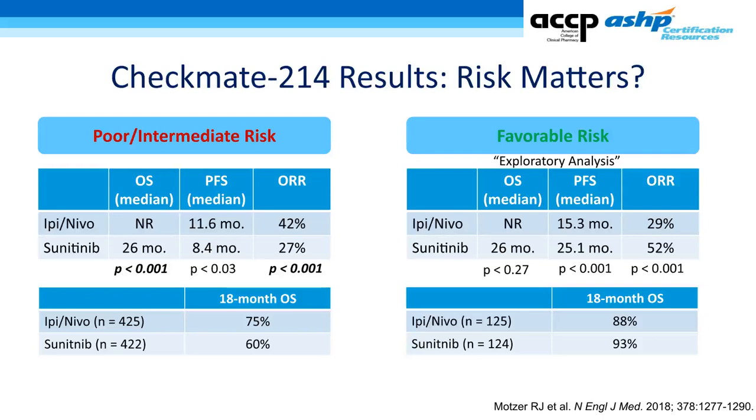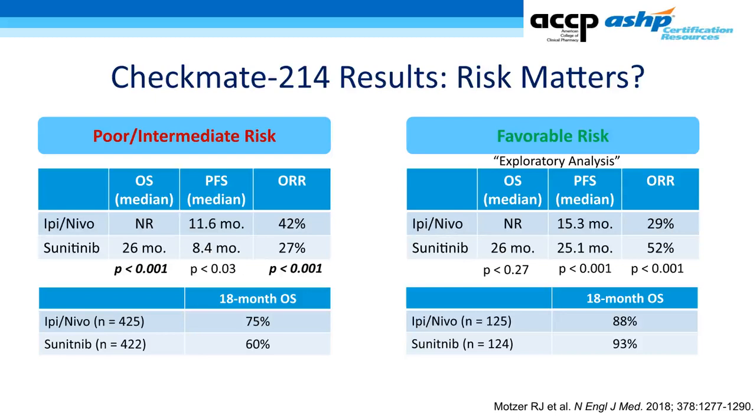Now, CheckMate 214 is very notable because it really changed how we thought about treating renal cell carcinoma, basically displaying that there could be different preferred treatments based on risk. So on the left, if we look at our poor and intermediate risk patients, we see that ipilimumab plus nivolumab outperforms sunitinib with regards to overall survival, progression-free survival, and response rate. So you see there the 18-month overall survival, at a year and a half, 75% of those folks were still alive in the ipi-nivo arm versus only 60% in the sunitinib arm.